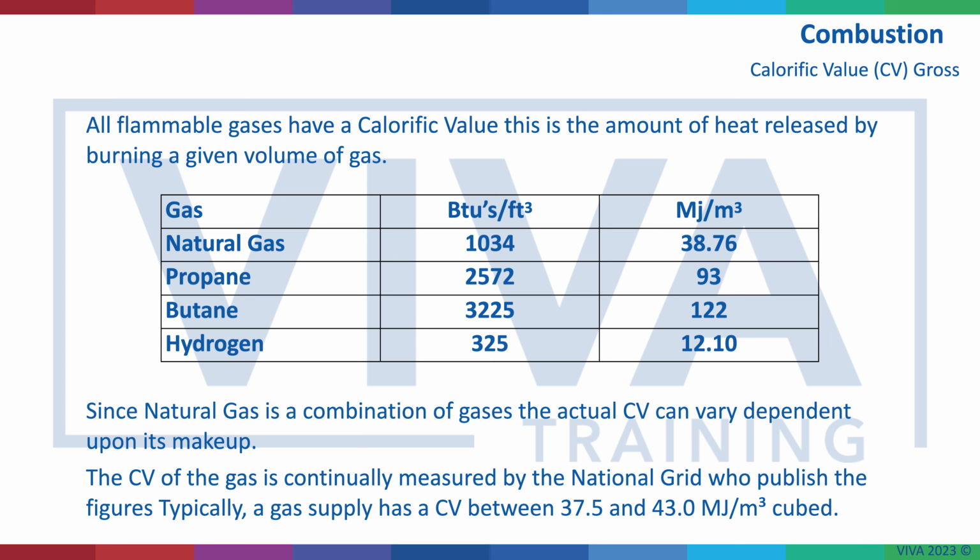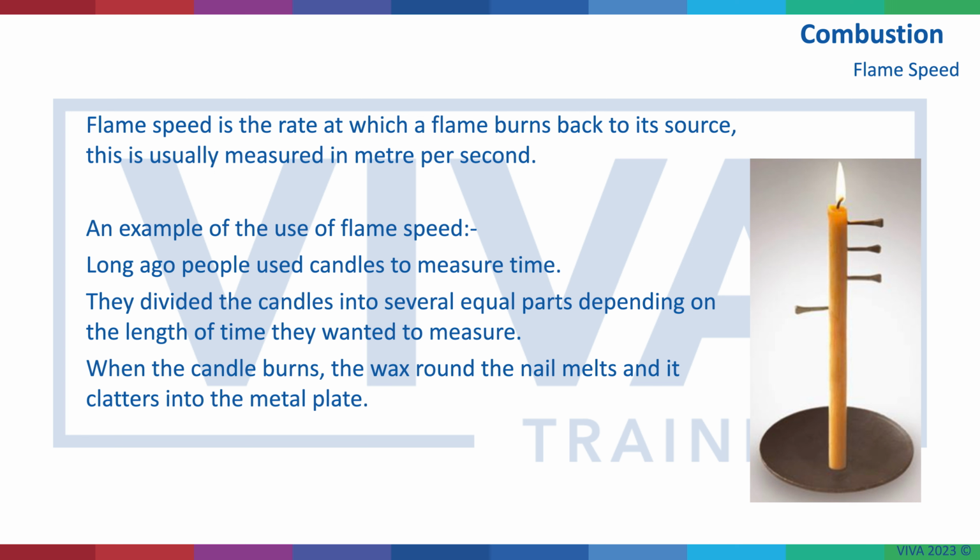In training and for assessments and things like that, we tend to stick to a figure, because if we changed it every week, we'd have to change documentation and presentations. It's just not viable. So we tend to refer to the one figure, 38.76 megajoules per cubic metre. That's what we're going to be focusing on as we go forward. So flame speed: how quickly does the flame burn?